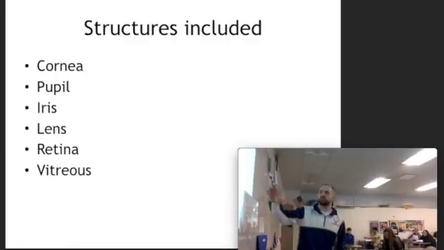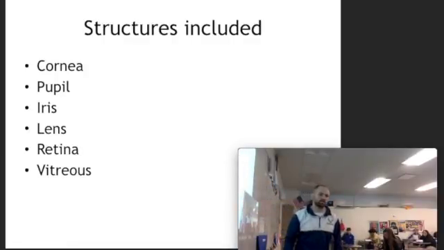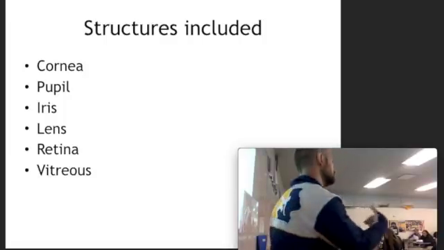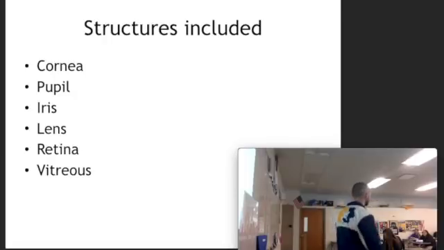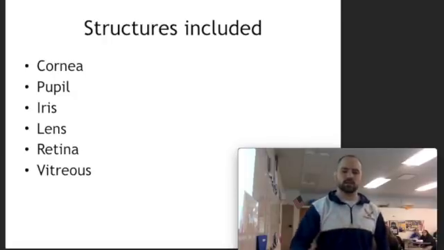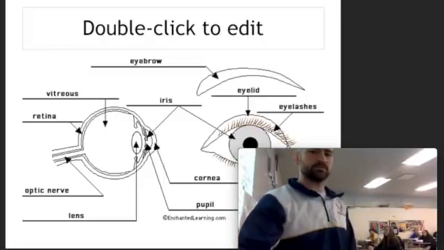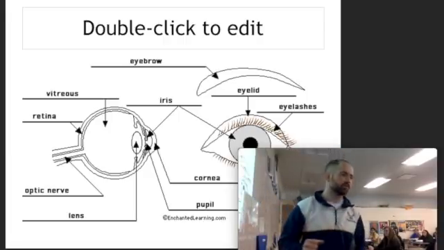But we're going to go through these parts of the anatomy of the eye: the cornea, the pupil, the iris, the lens, the retina, and the vitreous. They're the ones that I want you to know. Like, we could, of course, get a lot more complex in the eye, but we're going to give us kind of a baby version into it. So let's go to that chart.